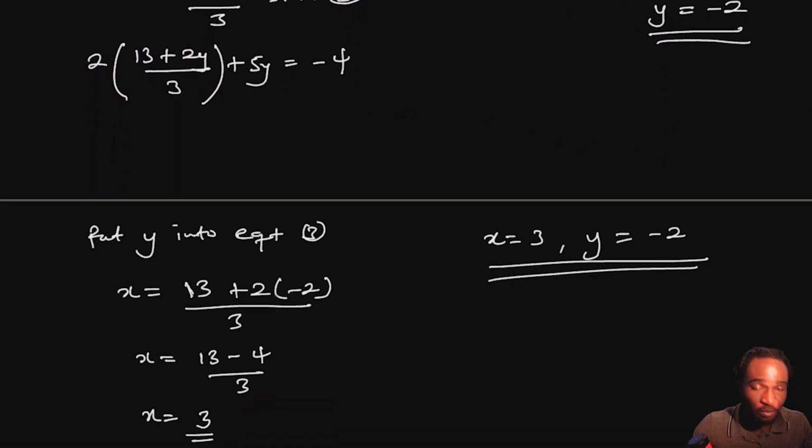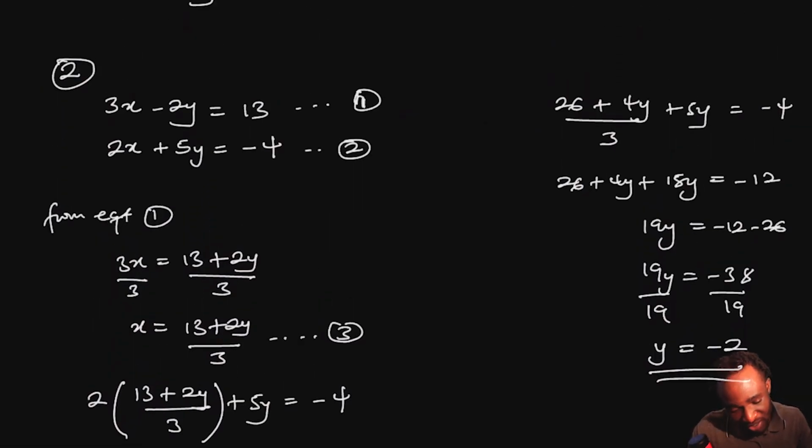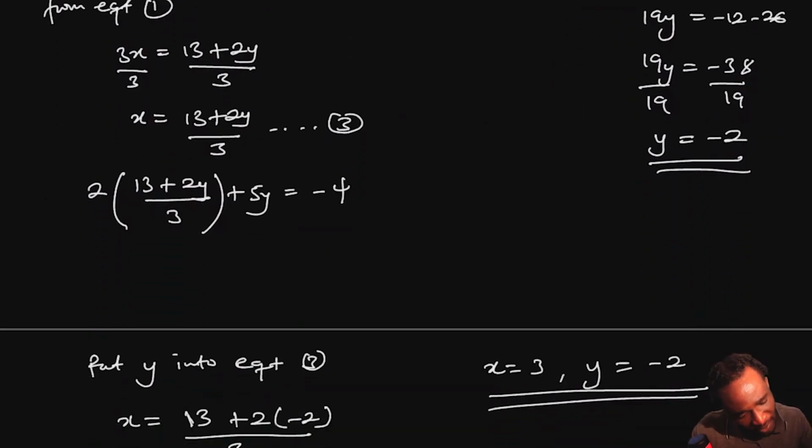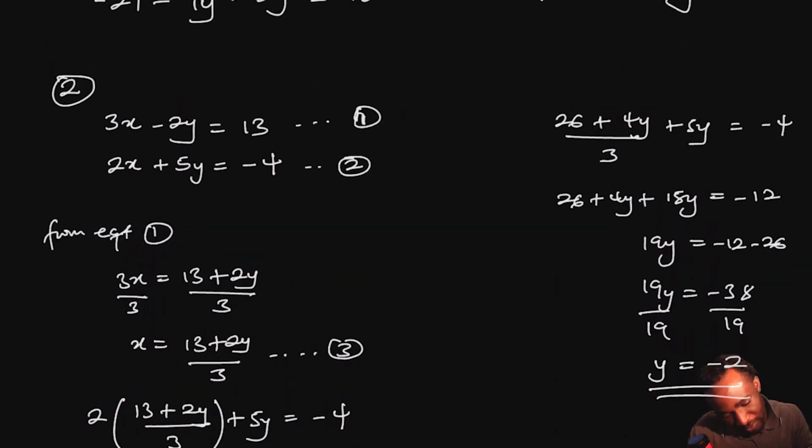The question says we should solve for x and y and then verify our result. What does it mean by that? We are supposed to put the values of x and y into both equations and check if these values of x and y are correct. So we had x equal to 3 and y equal to minus 2. Like we did in the first question, we are going to substitute them.